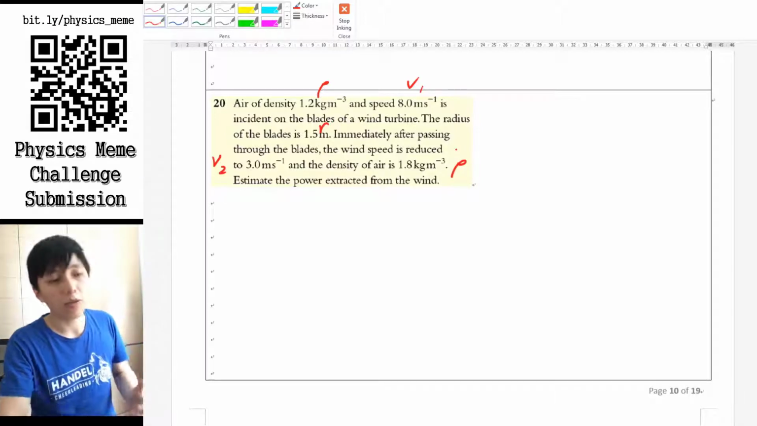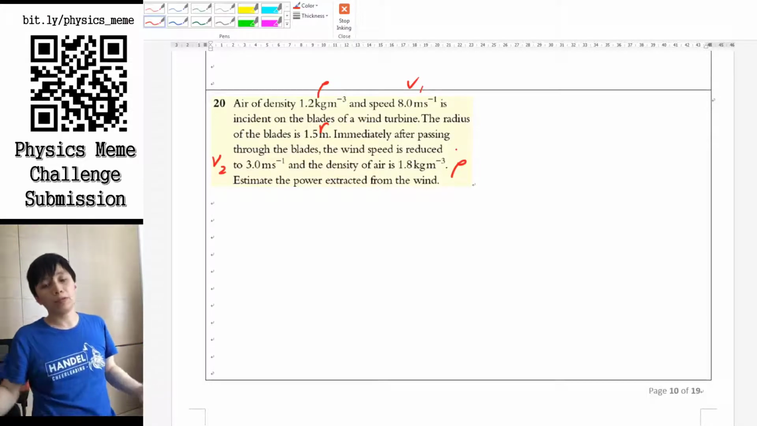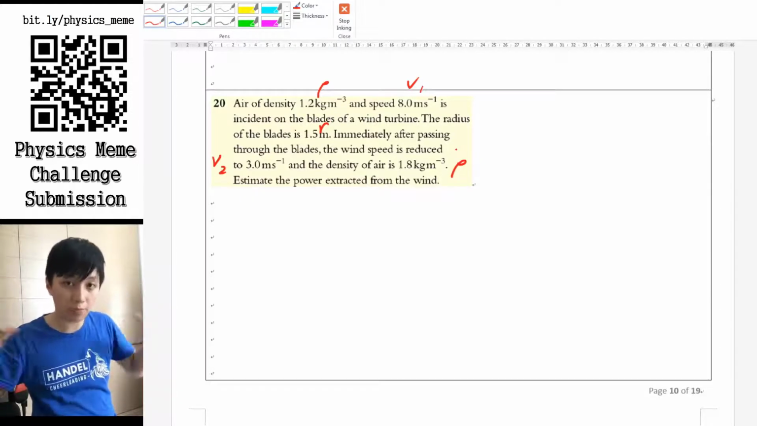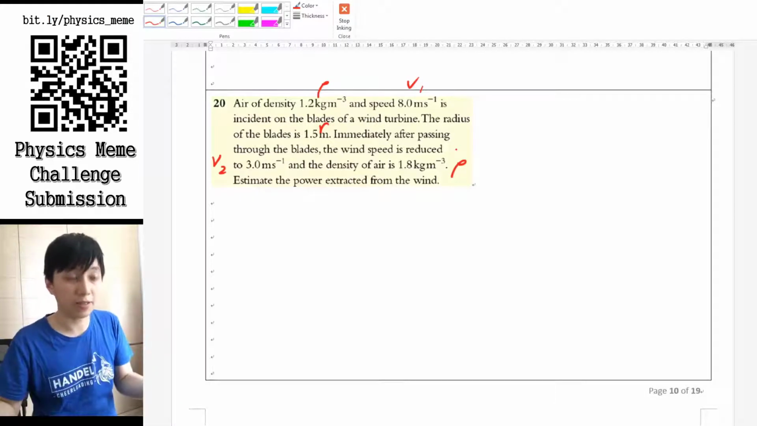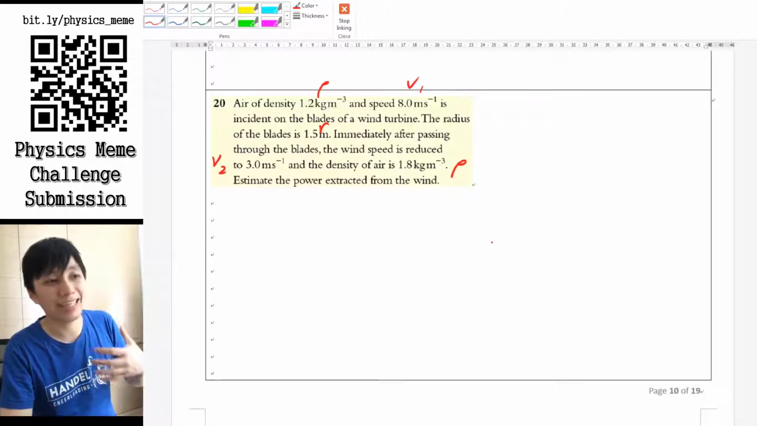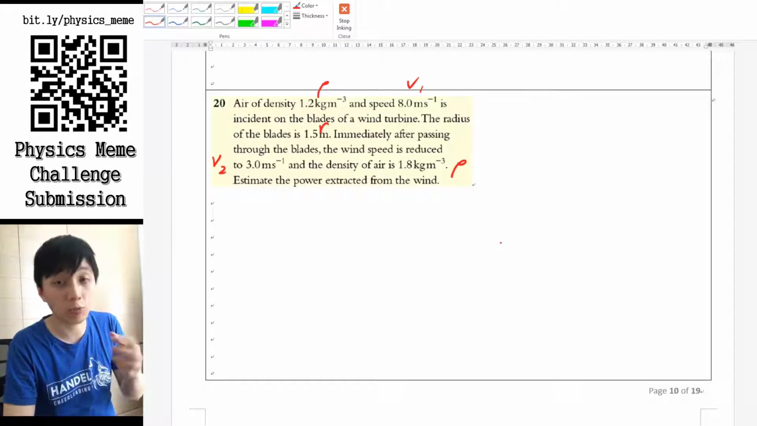Okay, interesting. I think this is also true, because when you have different speeds, you can imagine the air gets more compressed or less compressed. That affects its density basically. So then it asks you to calculate the power extracted from the wind. So this is like what I said.